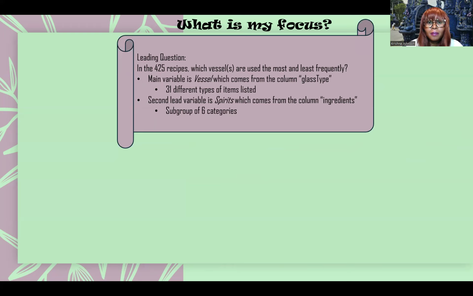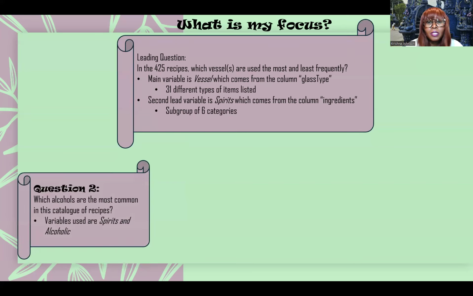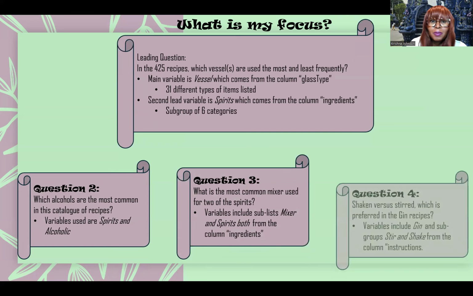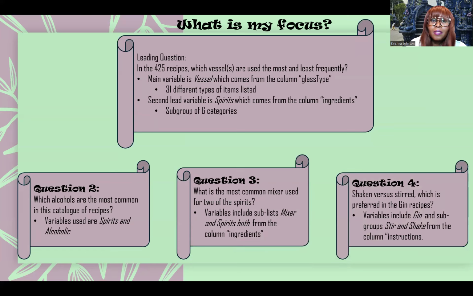The second main variable I looked at was what I then called spirits, which came from the ingredients column. The spirits are a subgroup of 6 categories. There are 5 liquors, and then one would be the non-alcoholic group. Other things I looked at, because I already pulled out the spirits, was which ones were used most commonly, and then tried to look into which mixers were in the spirits, and then just briefly dipping into the shaken versus the stir, just because I wanted to see if one was more important.